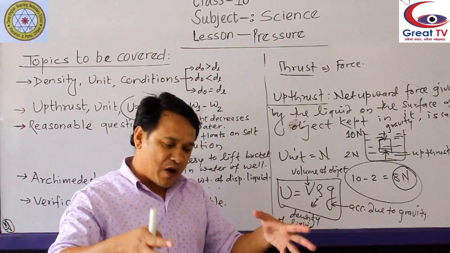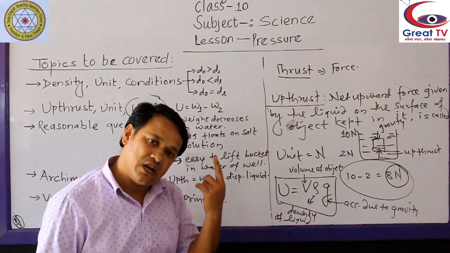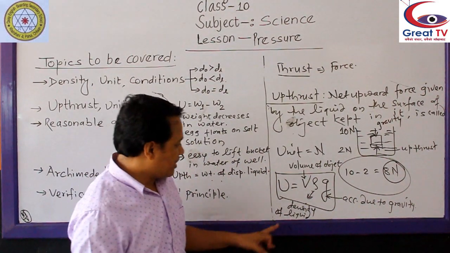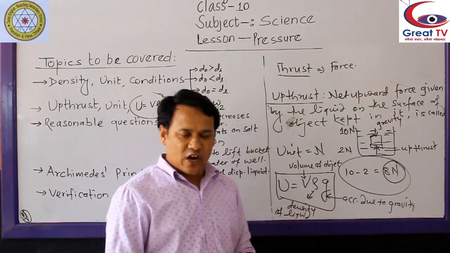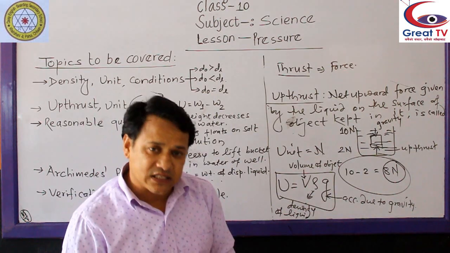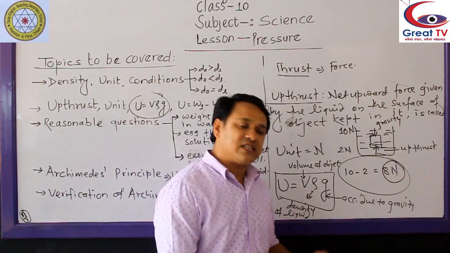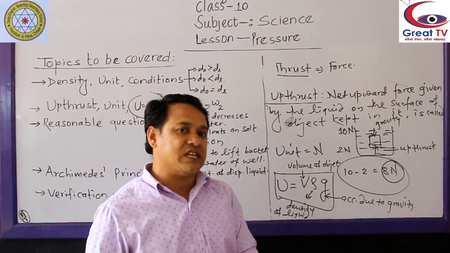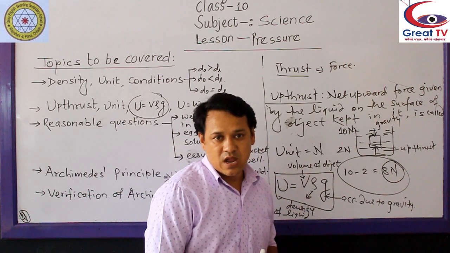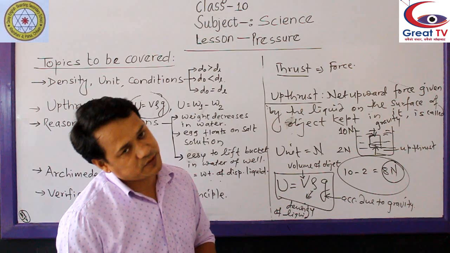When more volume of the object is inside the liquid, it gets more upthrust. Less volume inside the liquid, less upthrust. Similarly, if the density of liquid is more, then it exerts more upthrust. Less density of liquid exerts less upthrust. Similarly, if the acceleration due to gravity is more, like at the pole, then upthrust also will be more. And with less acceleration due to gravity, like at the equator, upthrust is also less.